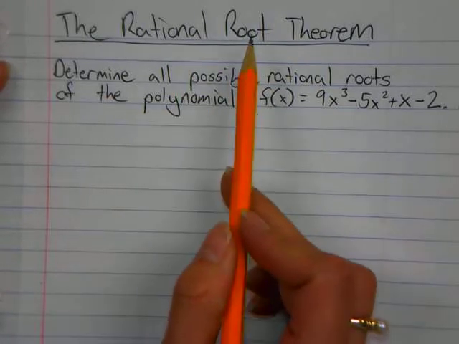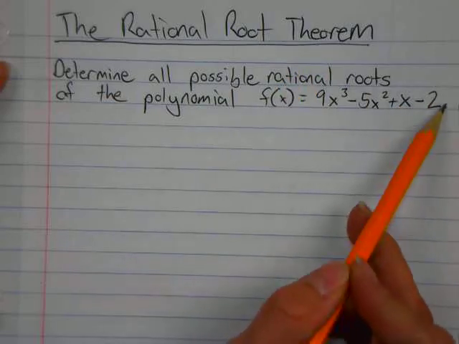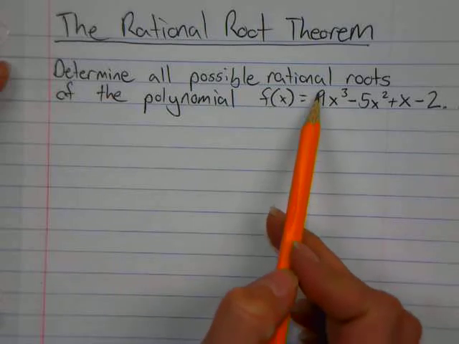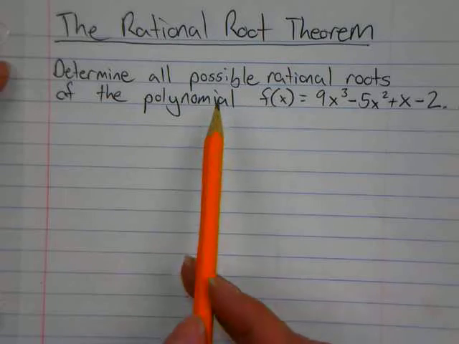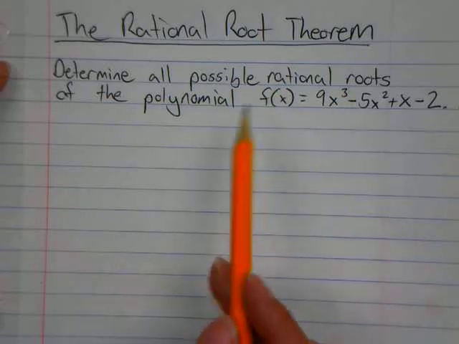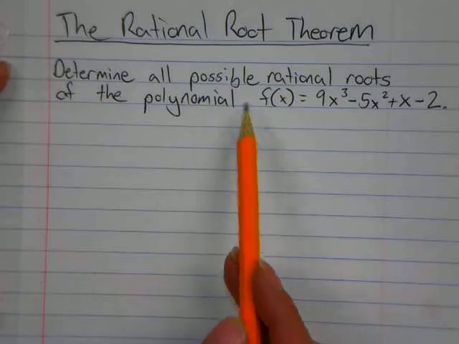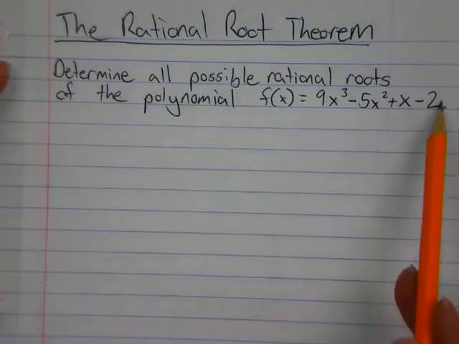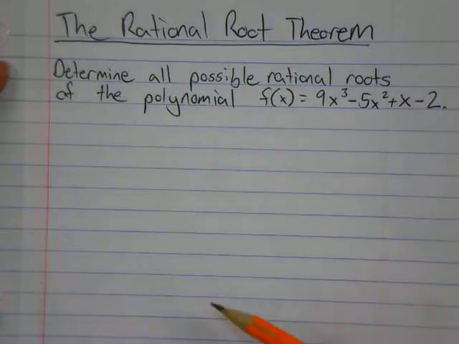Now the rational root theorem states that if I take the factors of my constant term and divide any of those factors by the factors of my leading coefficient, then I will get all the possibilities for my rational roots. They might not actually be roots, but any roots that I have of my polynomial function have to come from the list of numbers that comes from factors of this number divided by factors of this number.